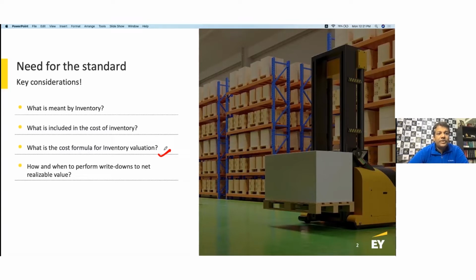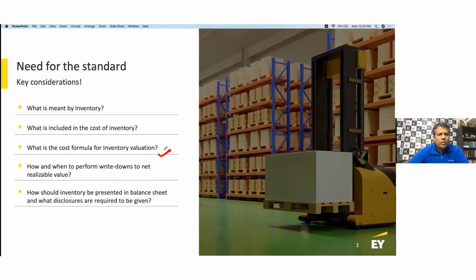How and when to perform write-downs to net realizable value, right? So inventory valuation talks about cost or market price, whichever is lower, right? The accounting principle for inventory valuation is cost or market price, whichever is lower. So we'll try and understand the meaning of net realizable value, and when exactly we need to write it down, okay?